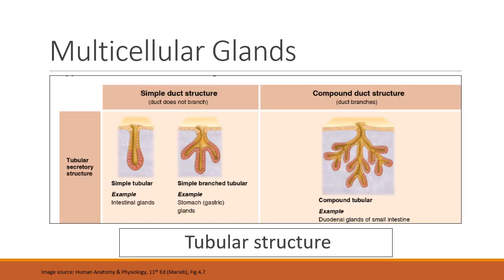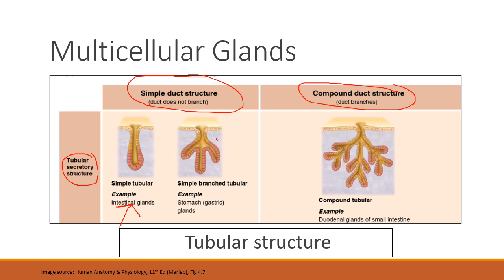Now, multicellular glands can be classified based on their structure. So we can have these right here, which is a simple duct structure. And you can have this one here, which is a compound duct structure. Here's your very basic gland here, simple tubular gland, because this is tubular structure here. Right? So it's a simple tubular. This is what's in the intestines, these simple tubular glands.